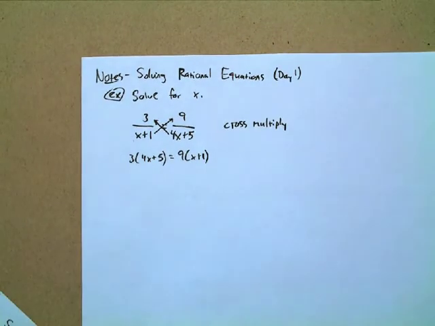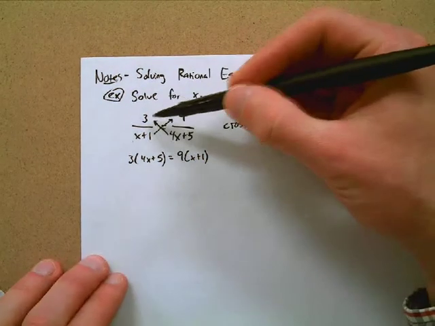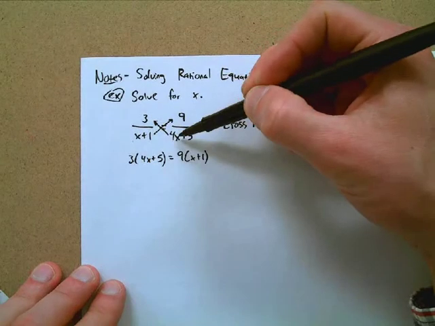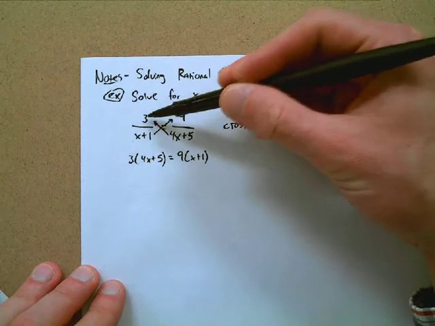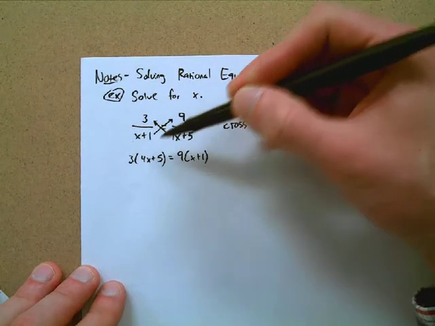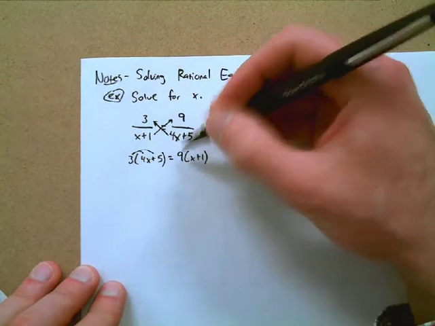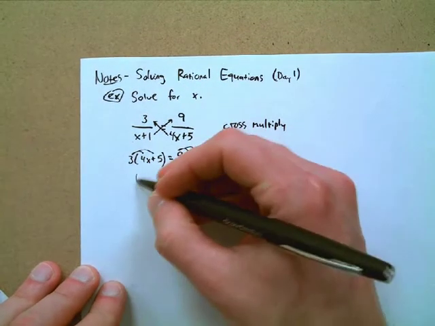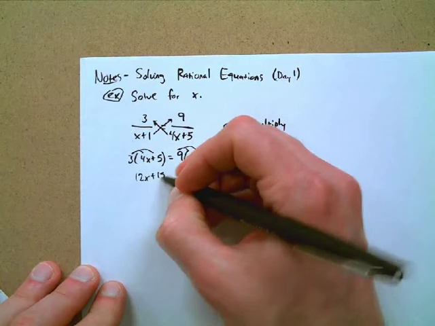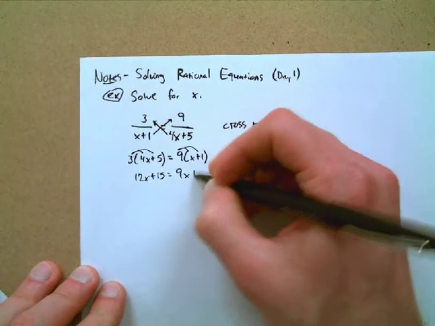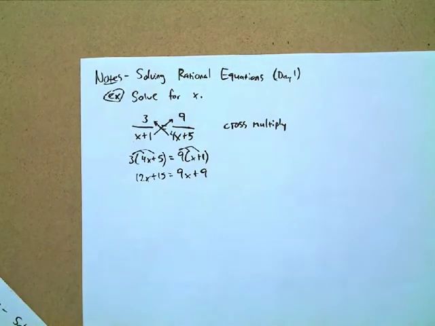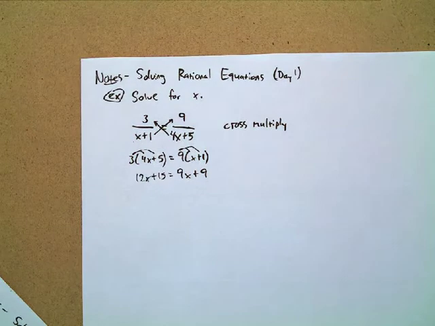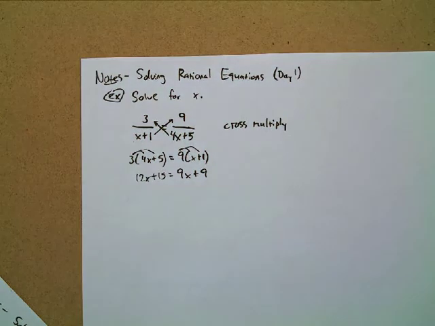The point is that this 3 not only multiplies with the 4x, it also multiplies with the 5. So the 3 distributes to the 4x and the 5. The 9 distributes to the x and the 1 there. So we get 12x plus 15 equals 9x plus 9. And now we are at an equation that you guys have known how to solve for at least a year or 2, maybe even 3 or 4, depending on when you first took algebra. How should we go about solving this from here? What do I do now?